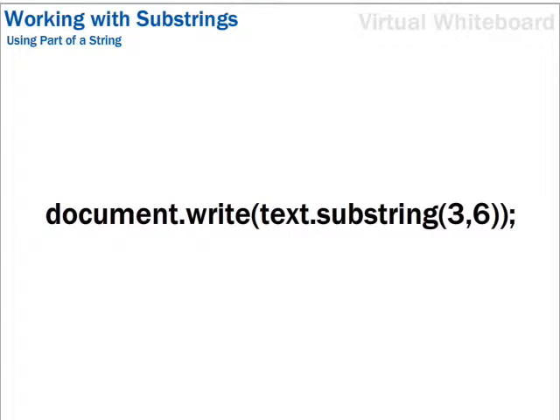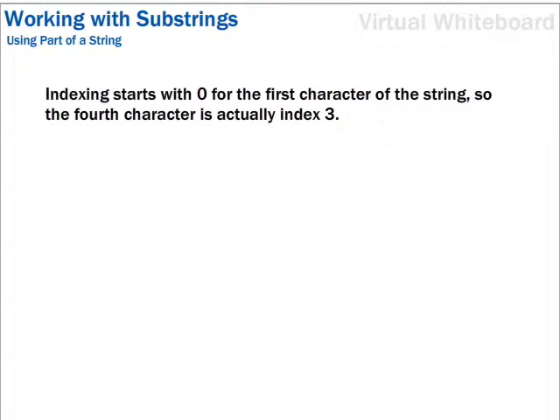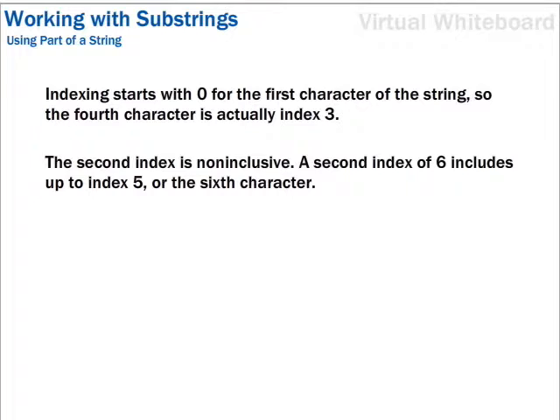At this point, you're probably wondering where the 3 and 6 come from. There are 3 things you need to understand about the index parameters. Indexing starts with 0 for the first character of the string, so the 4th character is actually index 3. The second index is non-inclusive.